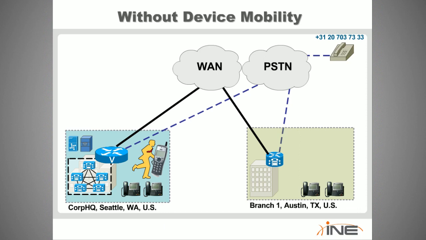So we'll take a look at it. Here we see that this guy looks like he's running out the door from the corporate headquarters, Seattle, Washington site in the U.S. over to the branch 1, Austin, Texas site in the U.S. So let's take a look here. A car comes and picks him up and takes him to the branch 1 site. And then he wants to dial a number like he would have dialed from his corporate headquarters site.